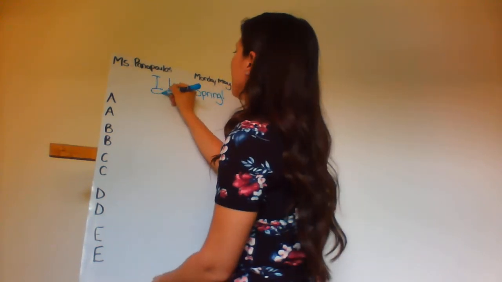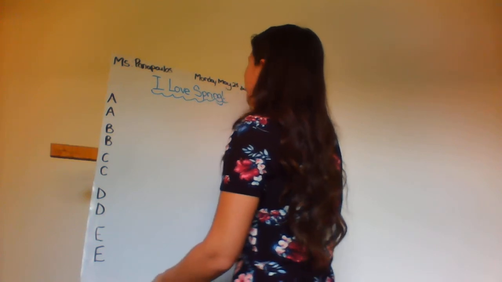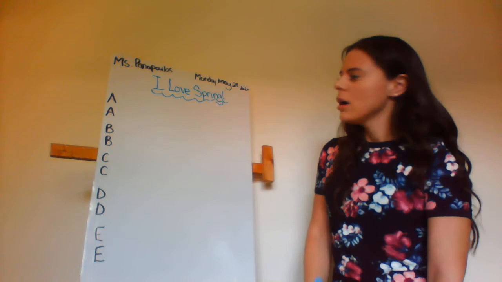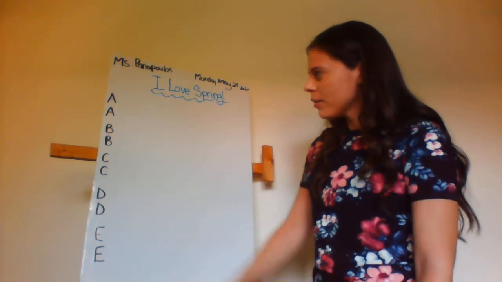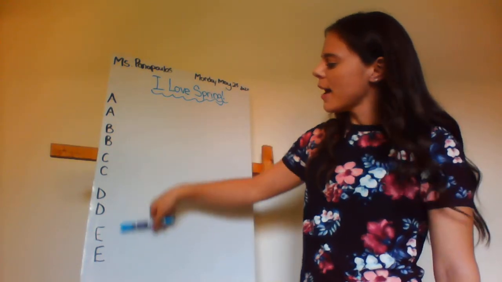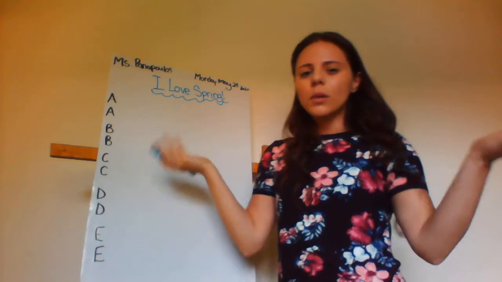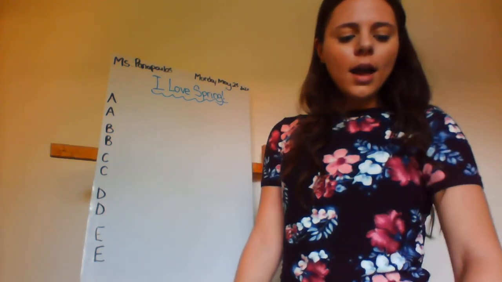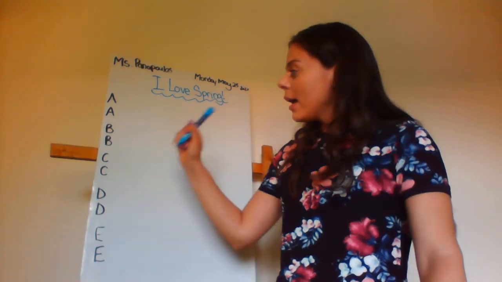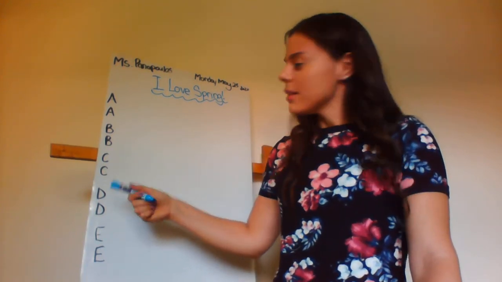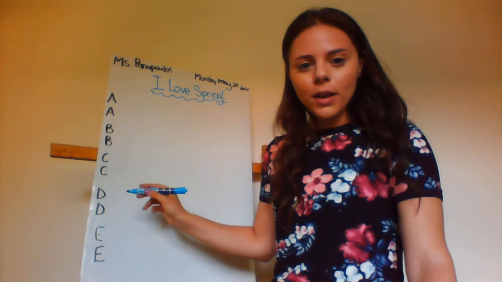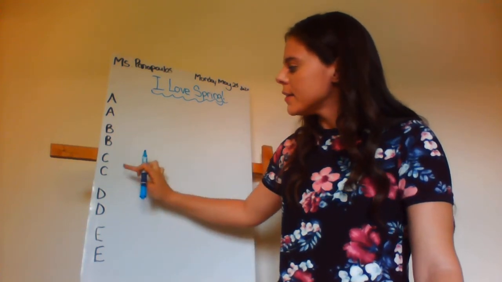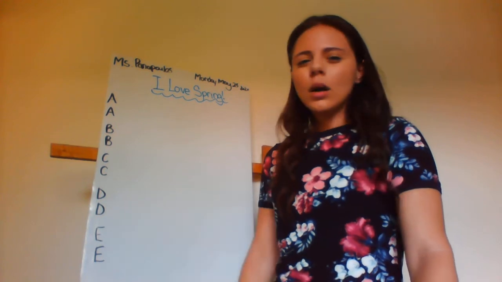I'm going to underline my poem. Okay, now there's something funky going on here. What is so funky? Well, there's letters on the side of my board. What are they for? They kind of look familiar. How? Because we use these in our math with our patterns. We have A, B, B, C, C, D, D, E, E.